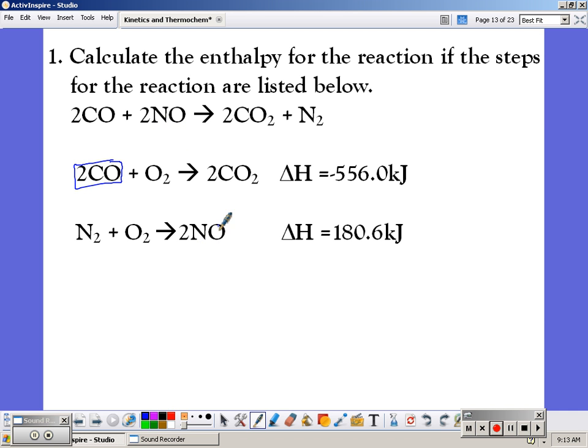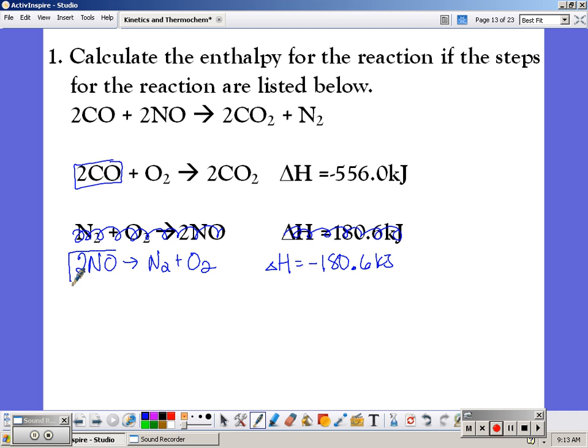So I need to flip this reaction. I'm going to make my reactants products and my product the reactant. So I've flipped that reaction, which means my delta H value needs to also flip its sign. So this is going to be a negative 180.6 kilojoules. So then there's my reactant 2NO. I need 2 CO2s as a product. Here it is as a product. And 1 N2 as a product. Here it is as a product.